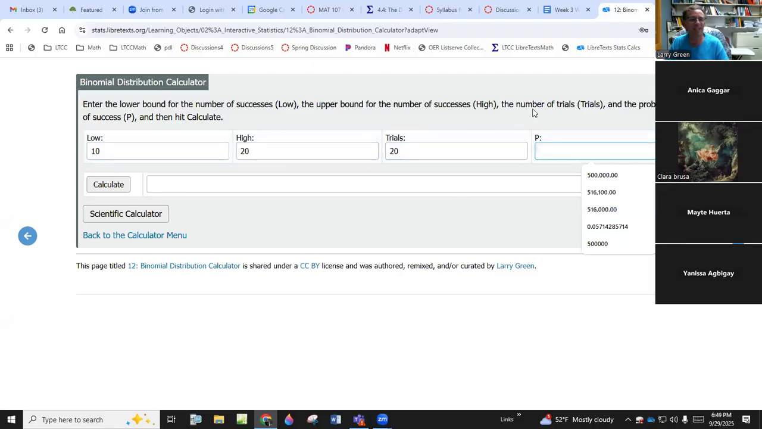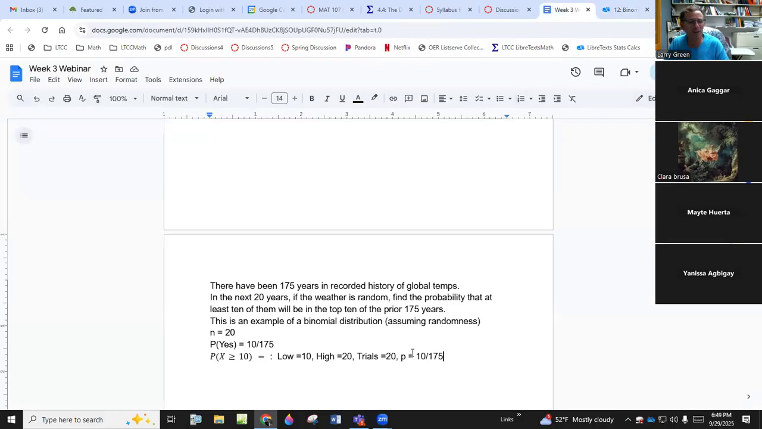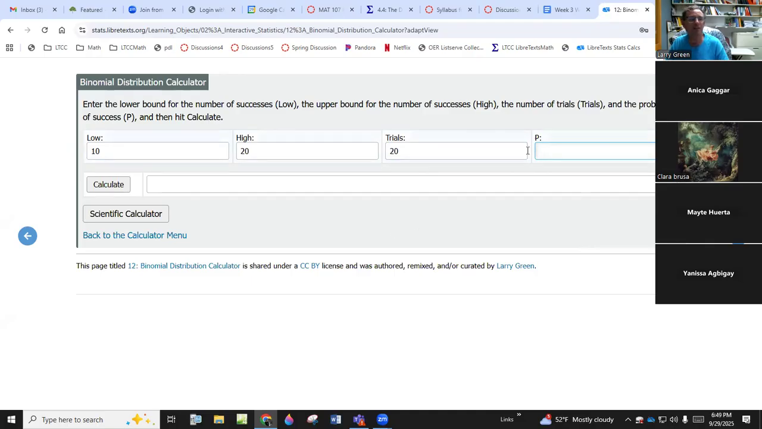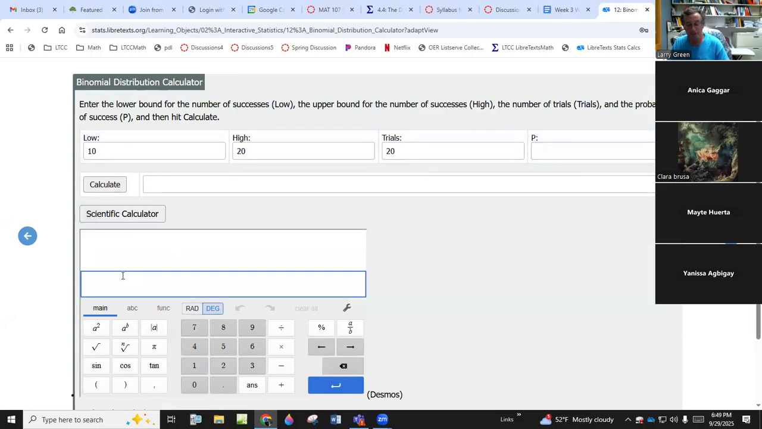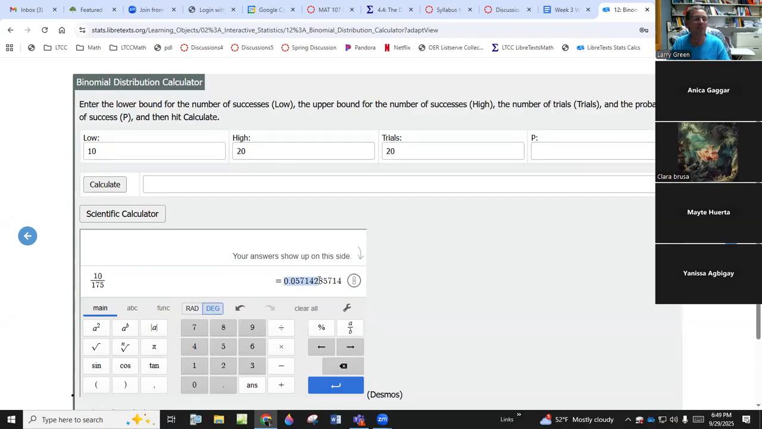And the probability, I want to let you know it was 10 over 175, but we need to write it as a decimal. So if you click scientific calculator, then you just plug it in. 10 over 175. And we get 0.05714285714. And I'm just going to copy that. I'm going to paste it into P. Any questions so far?